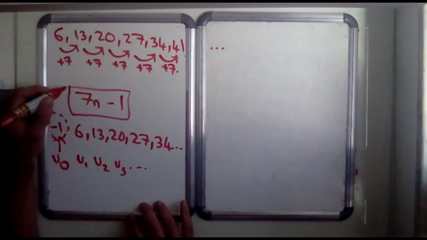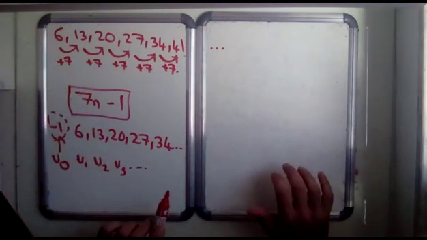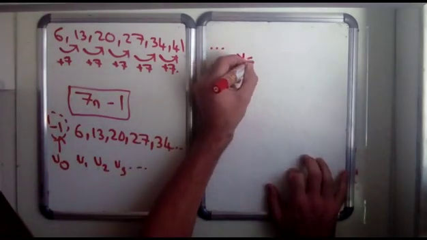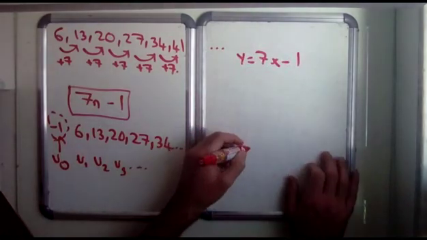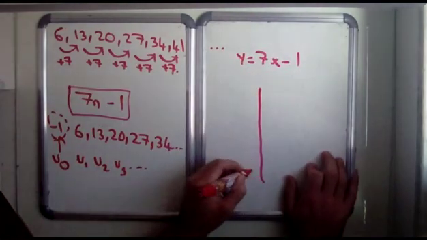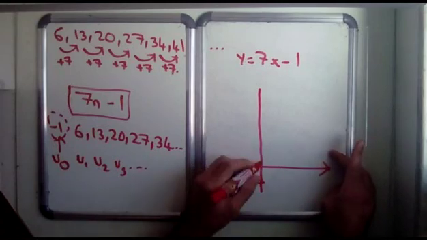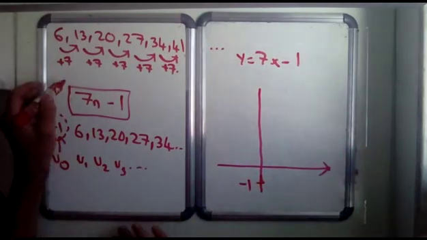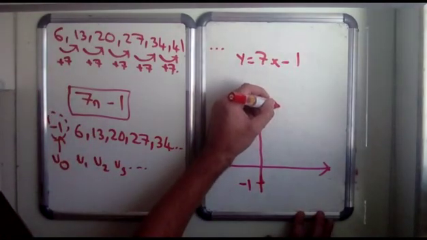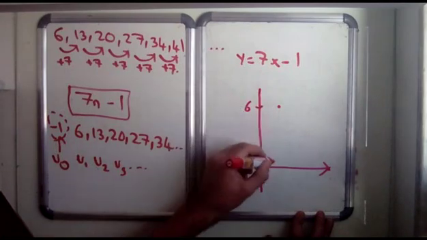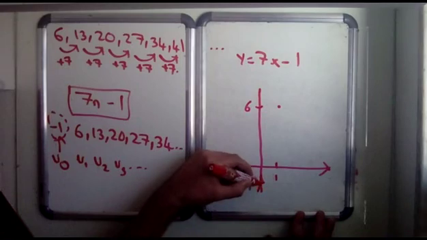If you want to know why it works, there are different ways to prove it, but if you just think about the link between this and a graph, imagine you had the graph of y equals 7x minus 1. You know that when x is 0, y is minus 1, and every time x goes up by 1, y goes up by 7. So that's going to be up to 6 there, and so on. And that's what the sequence is doing.